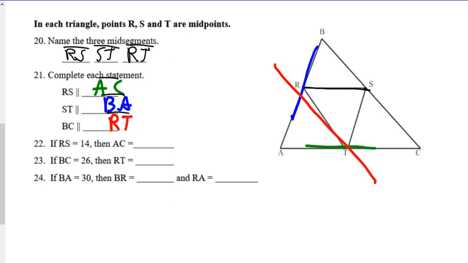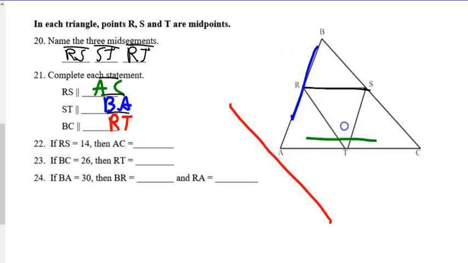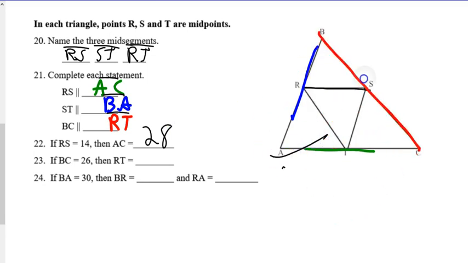Okay, if RS is 14, all right, then what's AC? So RS, again, is right here. It's a small piece. AC is the big piece. It's double, so that means it's going to be 28. BC is 26. Where's BC? Well, BC, whoops. BC is the big one. So RT is going to be half of that.